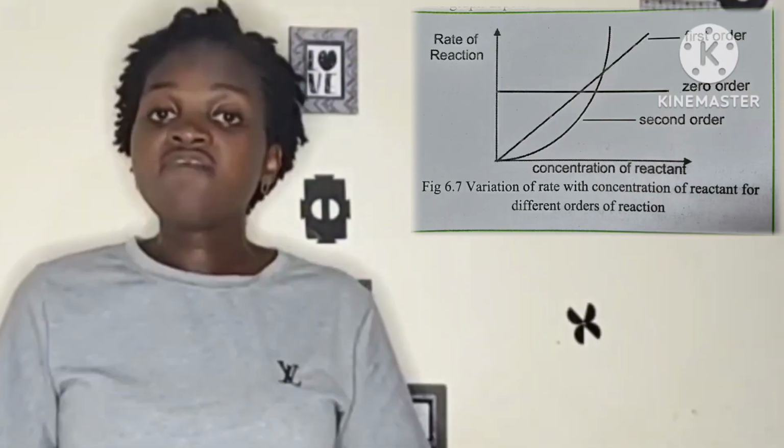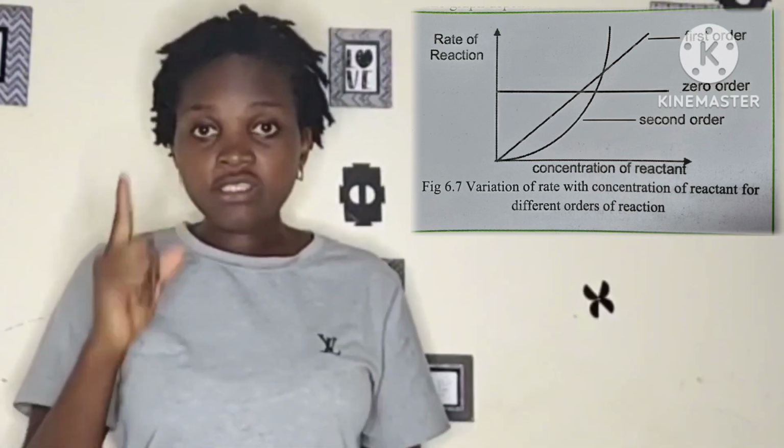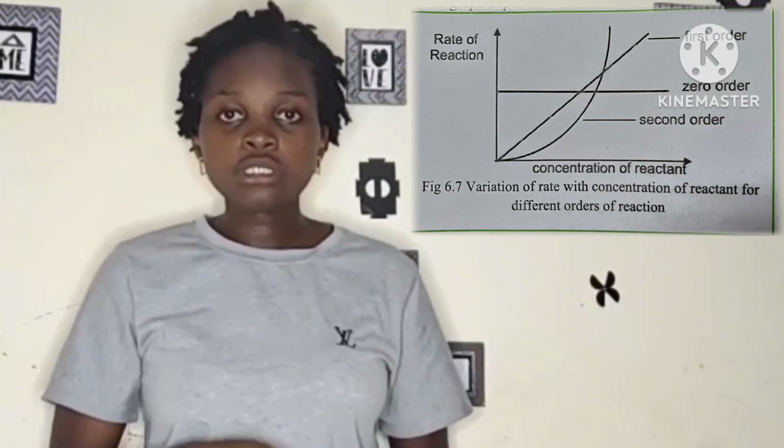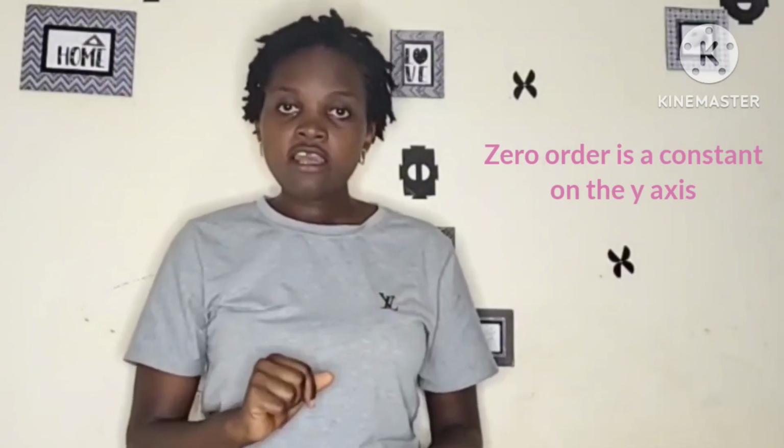You can also determine the order of a chemical reaction by using the rate concentration graphs. On the rate concentration graph, as it's plotted, a first order reaction is a straight line from the origin. And a second order reaction is a curve. So you have rate against concentration, and they have a curve in this direction. That is the second order reaction.